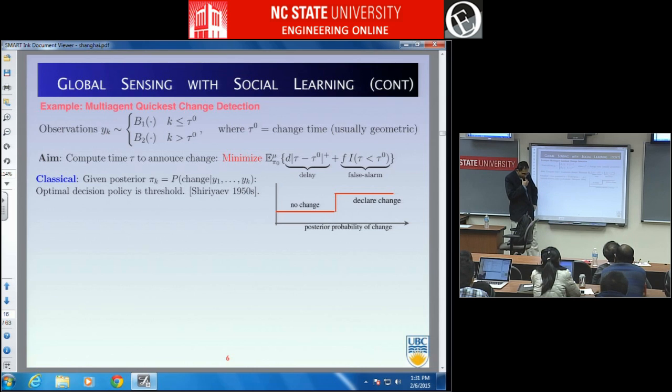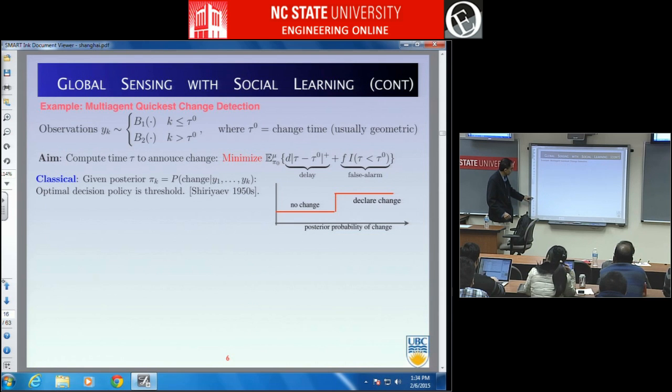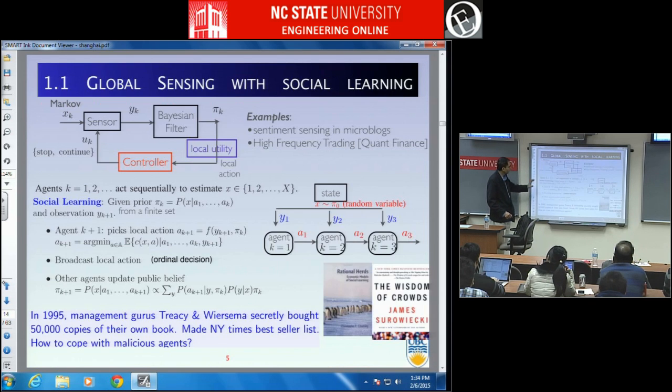Now let's take the same problem and analyze it in the case where instead of pi k being the probability of change given the raw observations, pi k was the probability of change given the actions of previous individuals, which is what social learning is. Okay? So let's just quickly analyze what happens there. So let me scroll back one slide to give you a bit of motivation for that. I'm just going to jump back to the previous slide and then I'll come back.